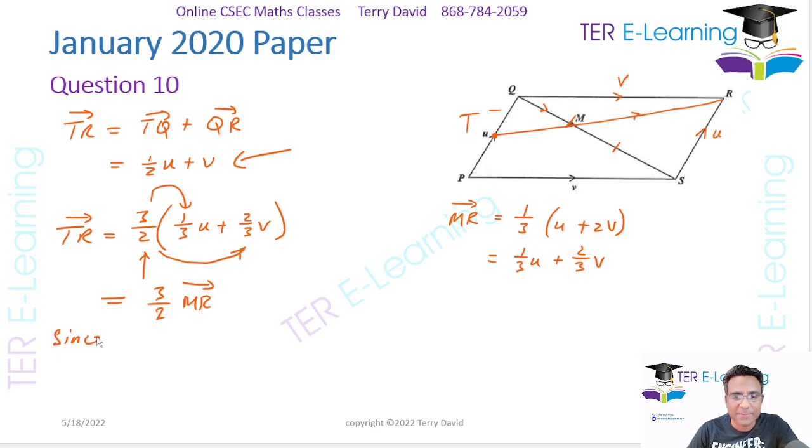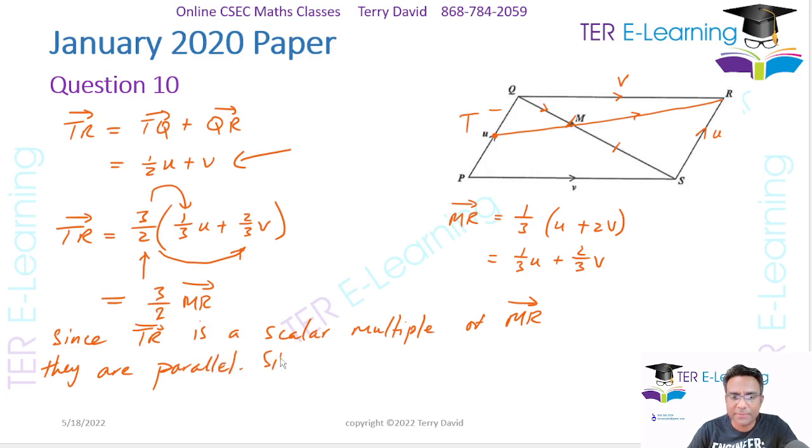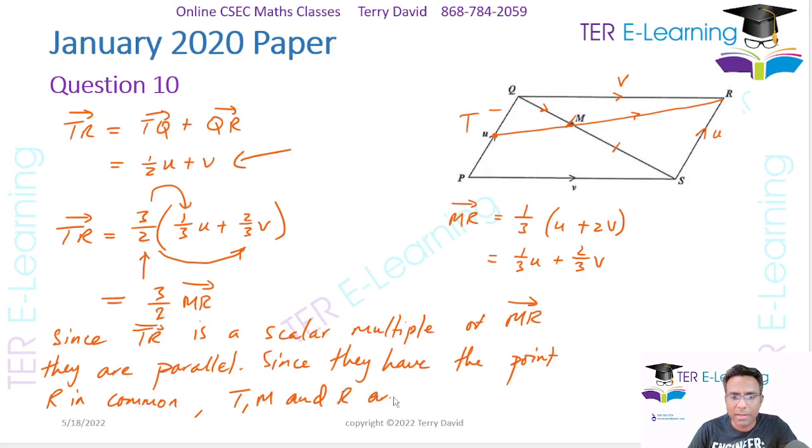So here's what we're going to say. Since TR is a scalar multiple of MR, they are parallel, and since they have the point R in common, that means that T, M, and R are collinear.